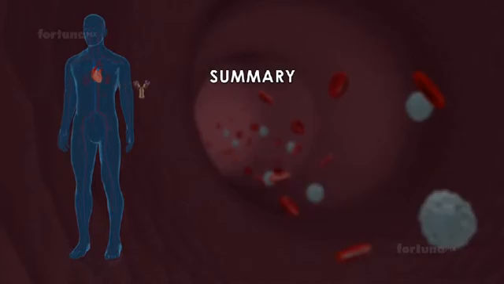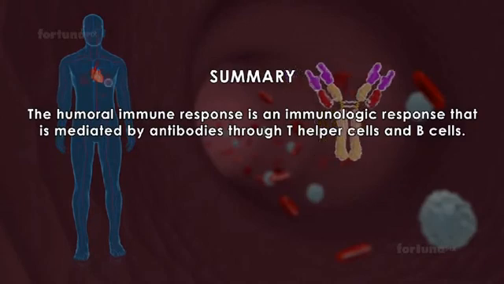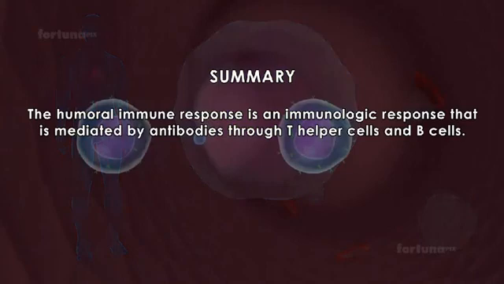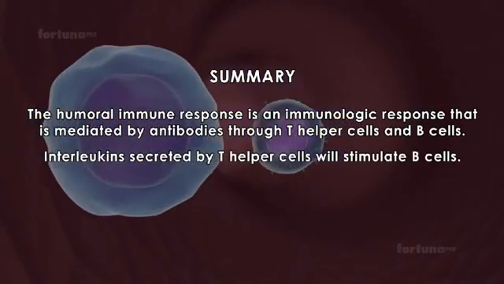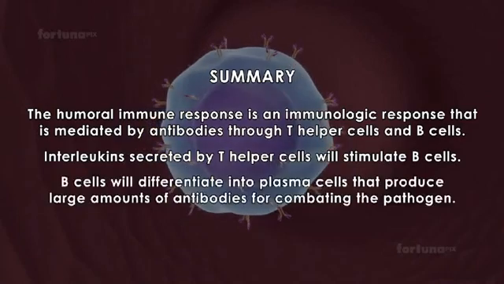Summary: the humoral immune response is an immunological response that is mediated by antibodies through T helper cells and B cells. Interleukins secreted by T helper cells will stimulate B cells. B cells will differentiate into plasma cells that produce large amounts of antibodies for combating the pathogen.